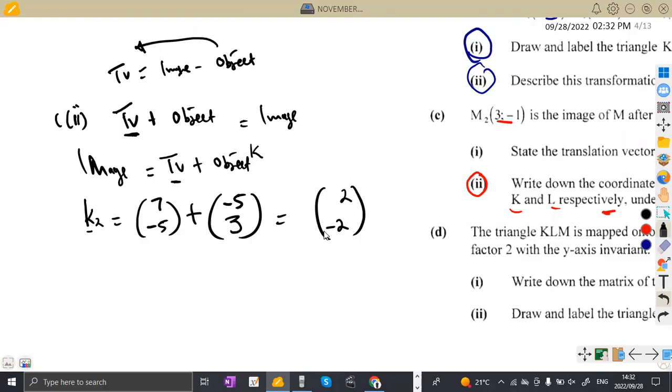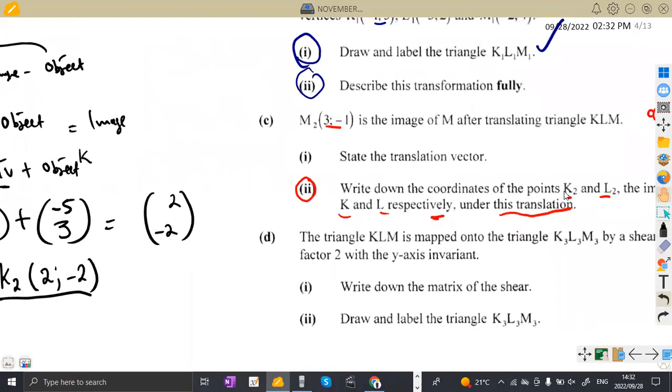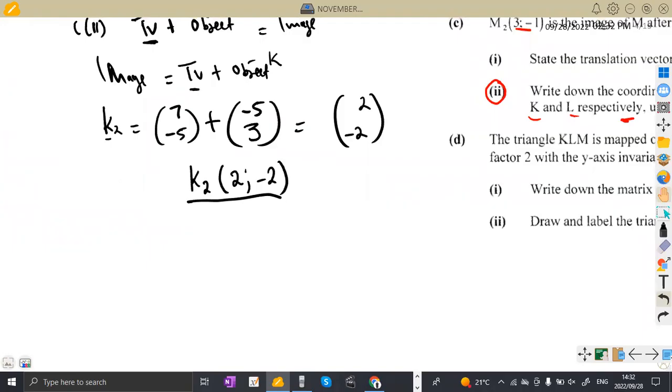Okay, so this is our K2, but we are supposed to write this as a point, because these are coordinates. So K2 as a point is (2, -2), like this. You write it as a point, not like this. This is a vector, but when you are writing now, you have to write it as a point, like this, (2, -2). You do the same because it's not only about K, but also about L2. So we also need L2. That means L2, being the image, is going to be equal to what? L2 is going to be the translation vector, the one that we had here, which is (7, -5), plus the object.